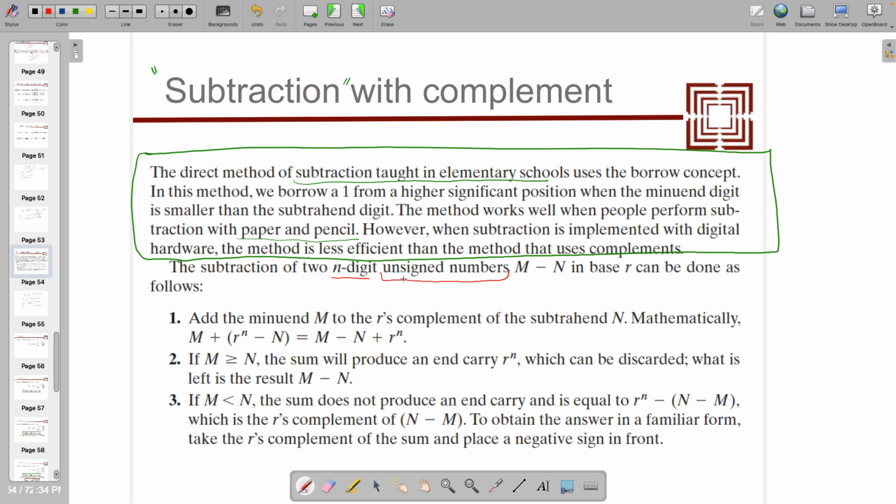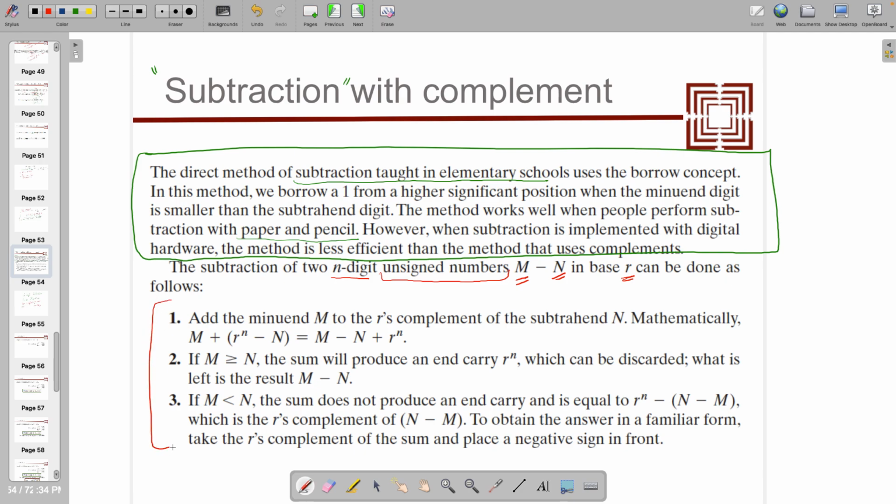So it's all about unsigned numbers. M is positive, N is positive. I want to subtract both of them. Then what's going to happen? This is what I want. If I want to subtract two numbers which are unsigned or positive in base R, maybe 10 or binary or anything, it can be done as follows, right. What do you have to do?